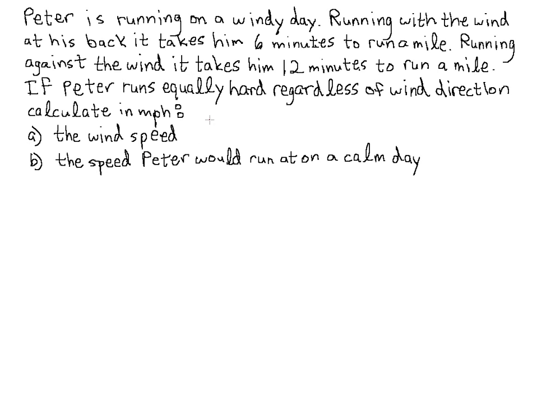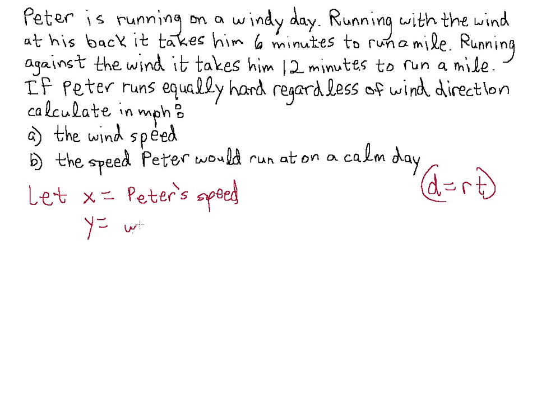All right, we've actually seen a similar problem to this in a previous application, so we should know how to approach this. First, we want to know that this is a distance problem. Distance equals rate times time, or speed times time. We've used this several times before, so we should be very familiar with it. The first thing we want to do is label our variables. We want to define x, we want to define y. Let's let x be Peter's speed. This is the speed that he's running at. And we want to let y equal the wind speed.